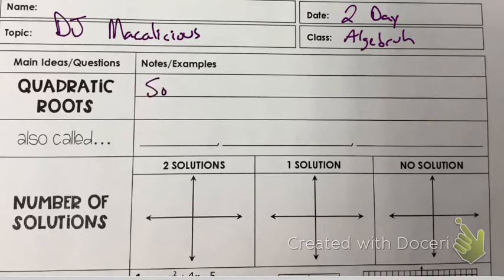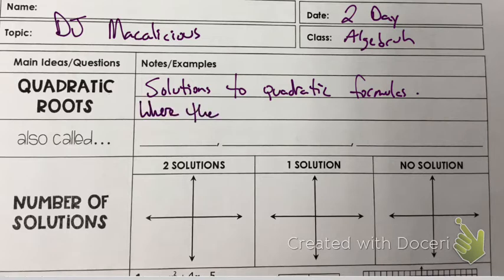These are solutions to quadratic formulas. The quadratic roots are always going to be where they cross the x-axis. So what were some of the words we established for these roots? They're called roots. What else did we call them? Solutions. Okay, solutions. What else? Zeros. We call them roots, solutions, zeros. What else?